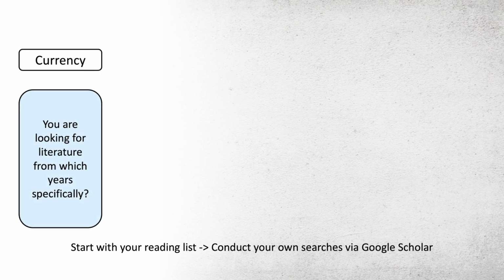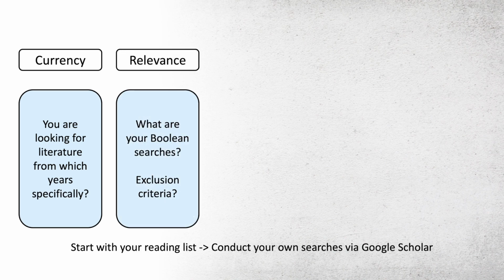Is the information current? Are you looking in specific years for literature? Are you looking for maybe past literature, seminal literature, and then maybe present day literature to bolster the seminal pieces? Think about relevance. What are your Boolean searches? Are they narrowing down the sources to the ones that are most suitable and relevant for your needs?